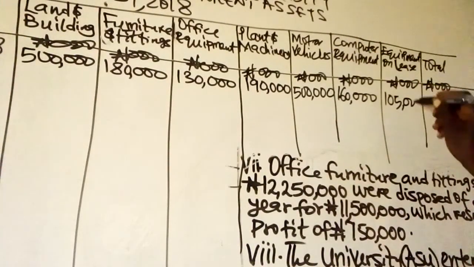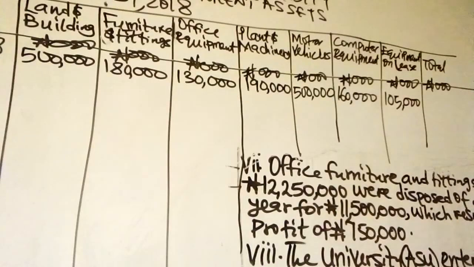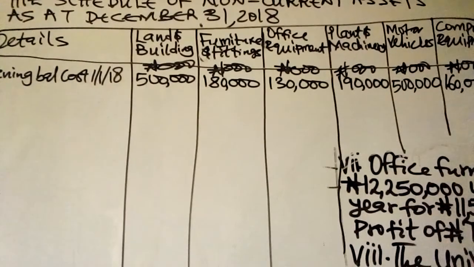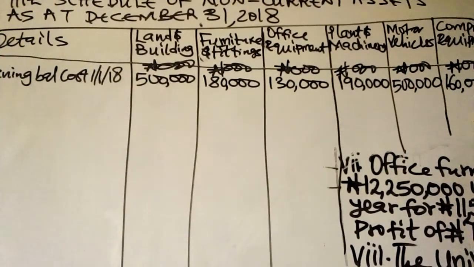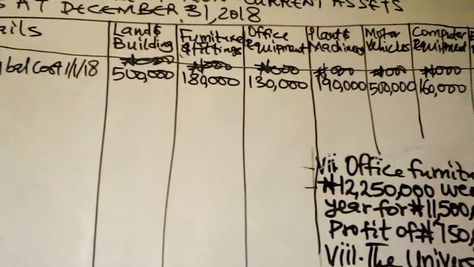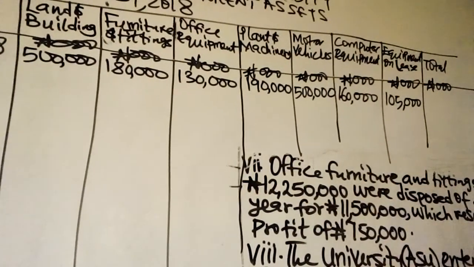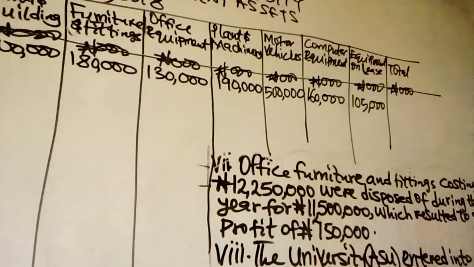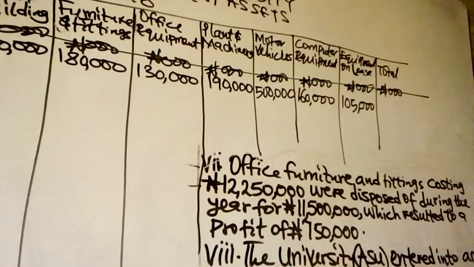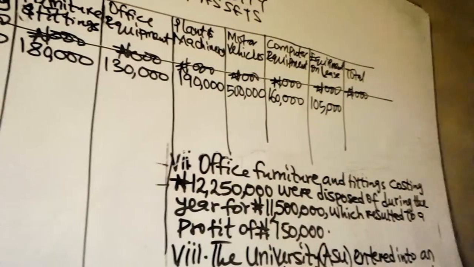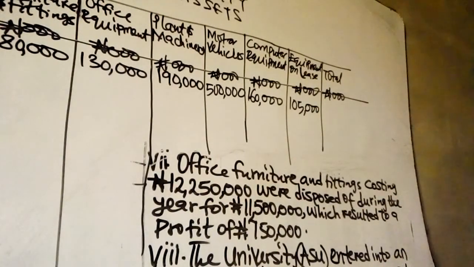Now let's sum them up. Let's sum up everything. That is all the opening balance in order to have the total. Now, land and building 500,000 plus furniture and fittings 180,000 plus office equipment 130,000 plus plant and machinery 190,000 plus motor vehicles 500,000 plus computer equipment 160,000 plus equipment on lease 105,000. Then the total is 1,765,000.